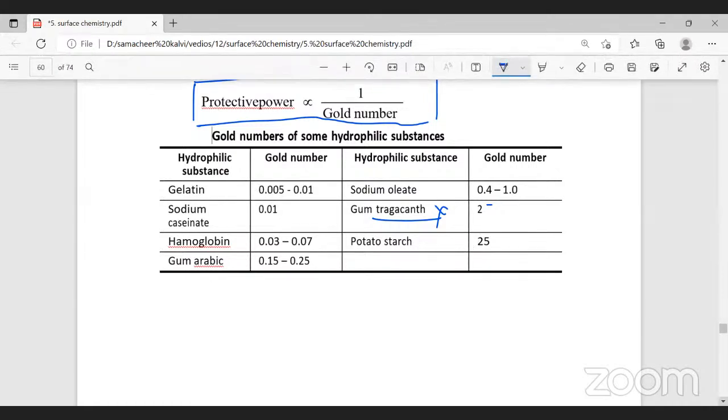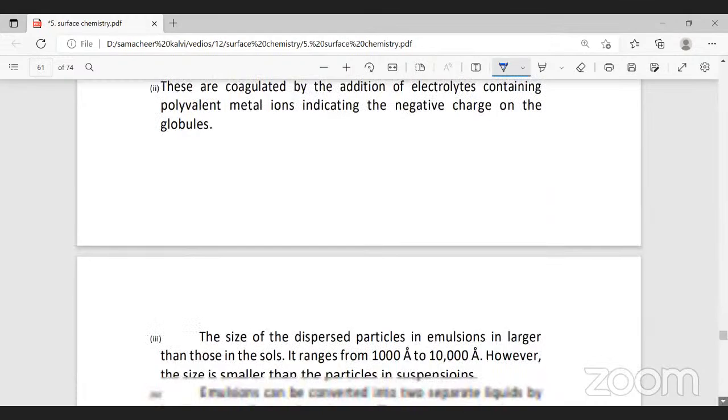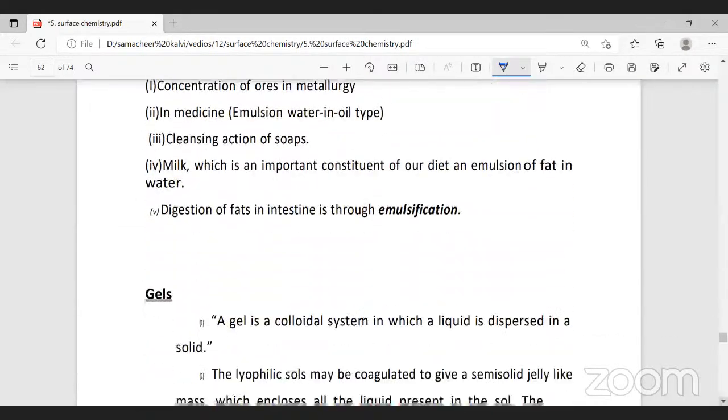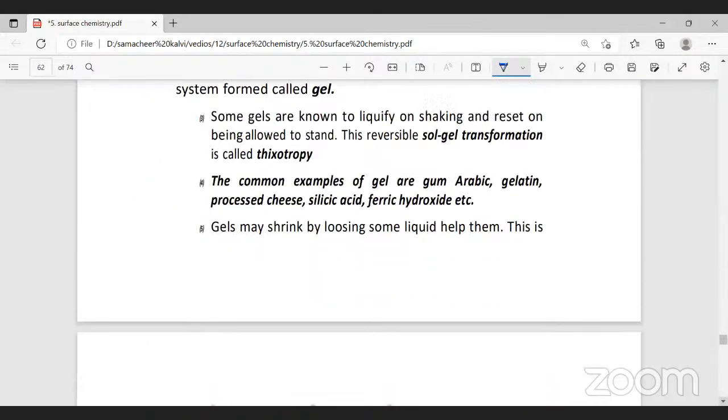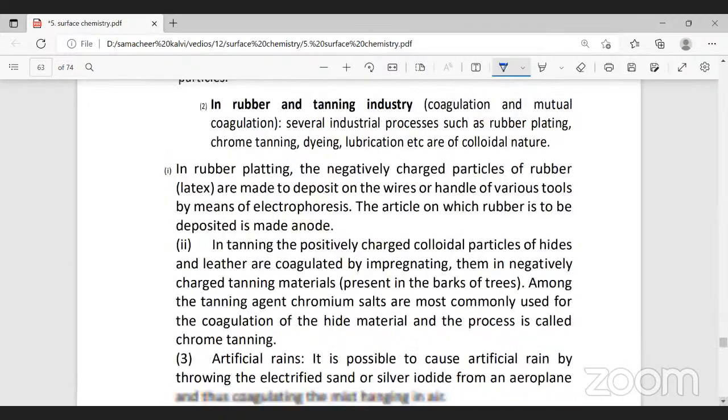This is with respect to the chapter colloids. So we'll have to learn some of the questions. Emulsion and all, we have learned in the regular colloids. What is gel? What is emulsion? All that we have learned. So we will not be talking about it again; we'll learn some of the questions.